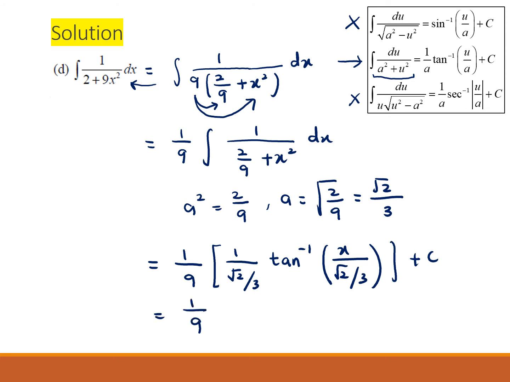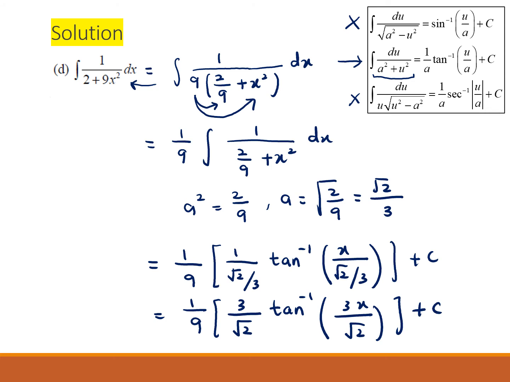This will be 1 over 9, 3 over square root of 2 arctangent square root of 3x over sec 2. This is not sec 3x plus c. So this can be simplified, and the final answer will be 1 over 3 sec 2 arctangent of 3x over sec 2 plus c.